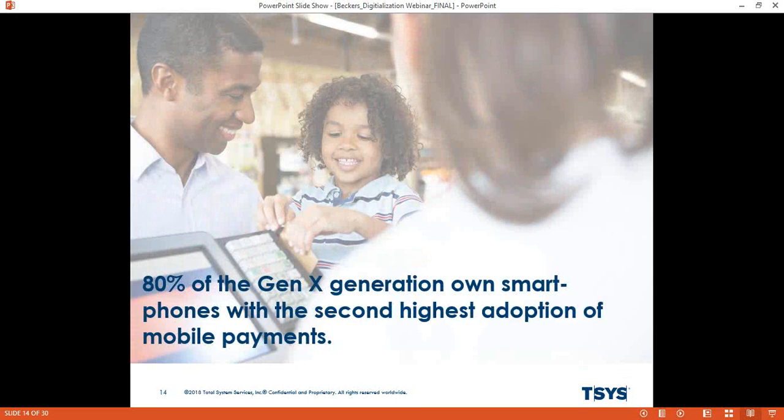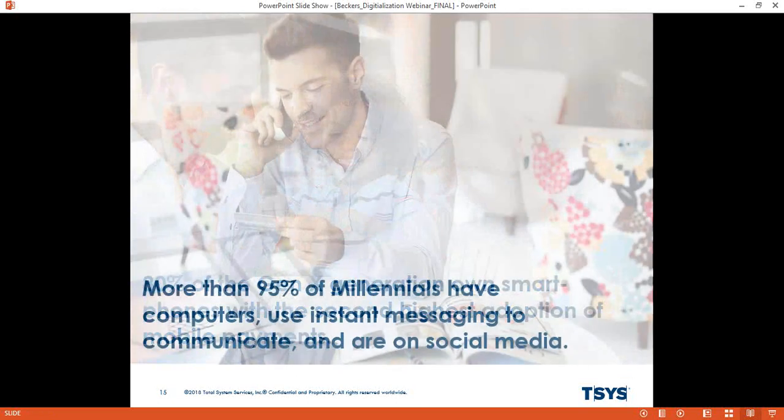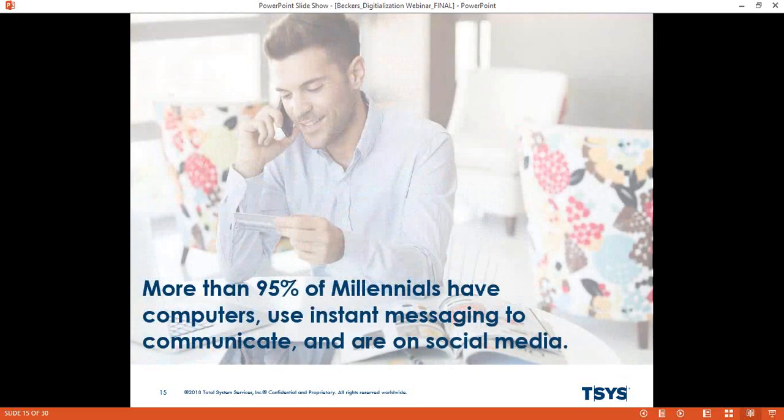Generation X took home the first PC and have generally embraced emerging technologies. And thanks to that entrepreneurial spirit, Gen Xers are prone to taking risks, even when it comes to their money. That same Pew Charitable Trust reports that 80% own smartphones, and they're the group with the second highest adoption of mobile payments after the next group, which are millennials.